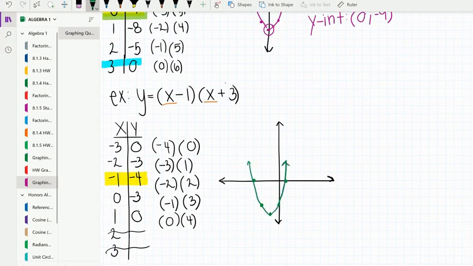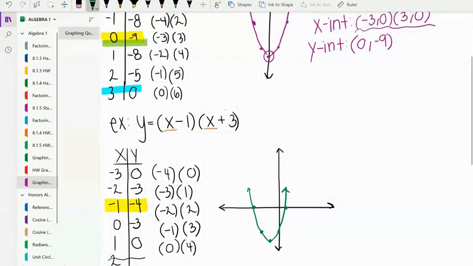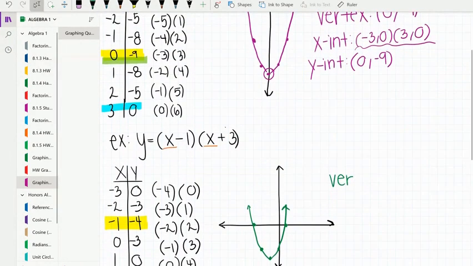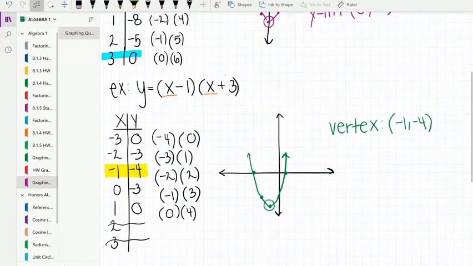Okay, so once again, our U-shaped parabola or quadratic. So first, let's talk about what the vertex is. The vertex for this graph is going to be, again, that bottom point. So it's going to be -1, -4. It could also be on top. It just depends on which way the parabola is facing.